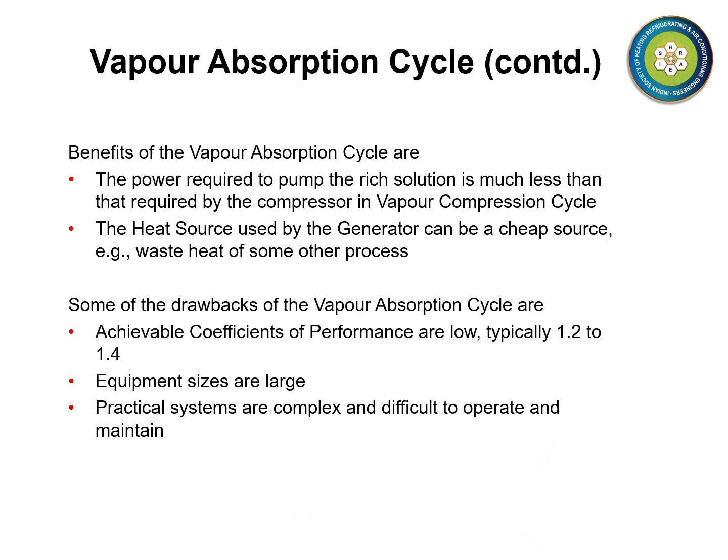The benefits of the vapor absorption cycle are: the power required to pump the rich solution is much less than that required by the compressor in the vapor compression cycle. The heat source used for distillation in the generator can be a cheap source, for example, waste heat of some other process. The drawbacks are low coefficient of performance, large equipment sizes, and difficulty of operating and maintaining vapor absorption systems.